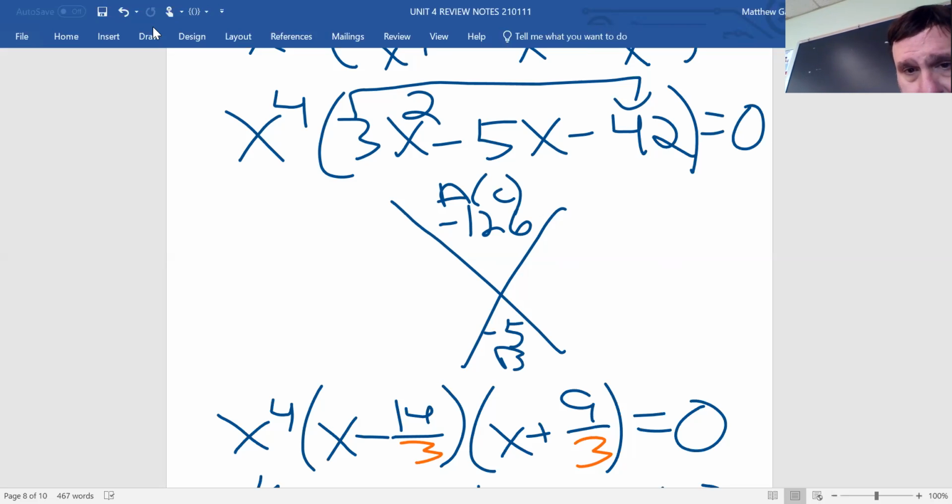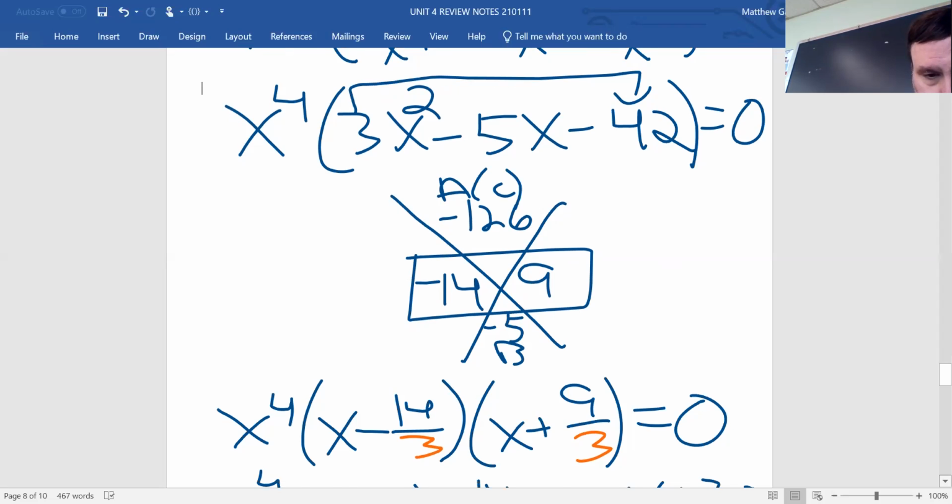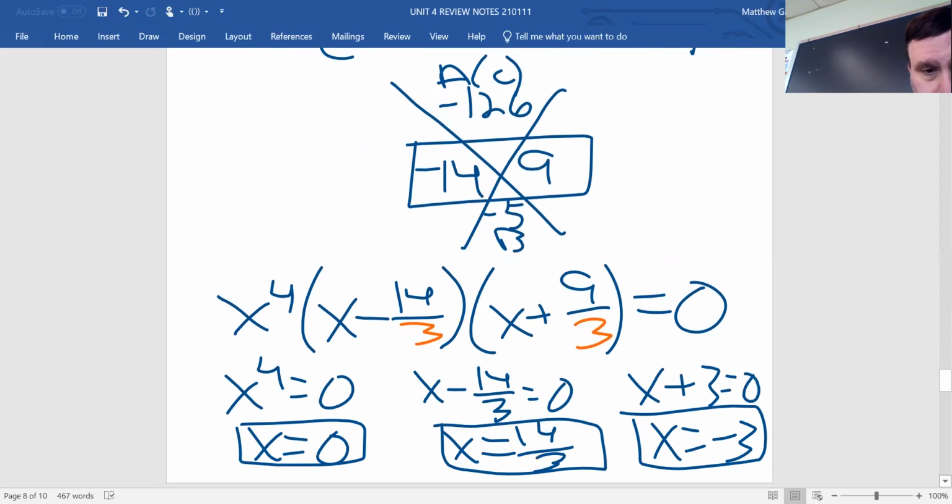And this is not an easy one to use, but we come up with negative 14, and positive 9. Okay. Negative 14 times 9 is negative 126. Negative 14 plus 9 is negative 5. And by using the divide and slide method, we divide both by 3. And then we apply the zero product property and solve. So if x to the fourth power equals 0, x is equal to 0.